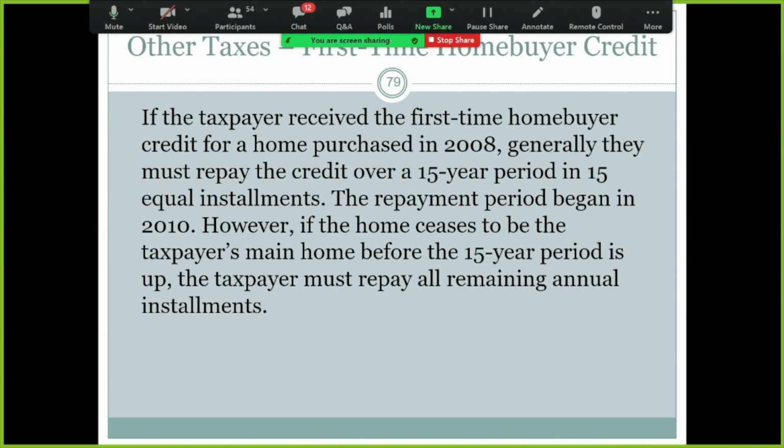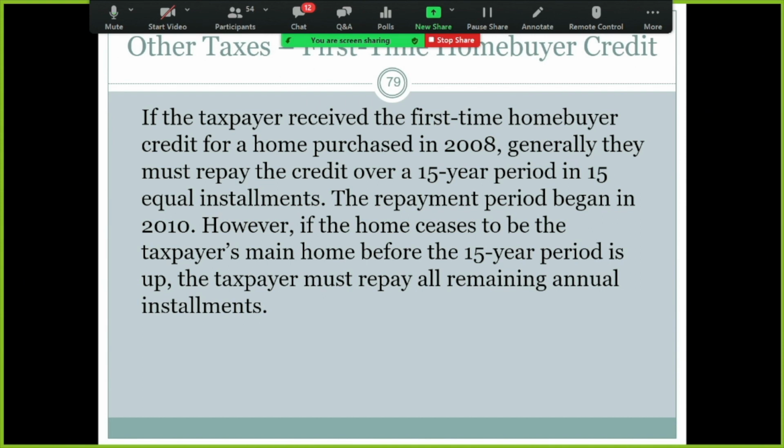So again, this is only related to those individuals that purchased their home in 2008 and took advantage of the first-time home buyer credit. And that credit was up to $7,500. So they're paying a portion over time. So this could be the taxpayer and our spouse on that tax return. This produces the form 5405.